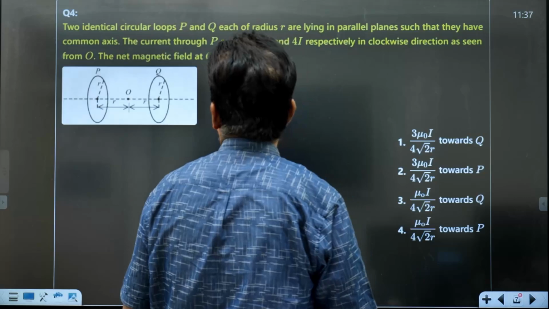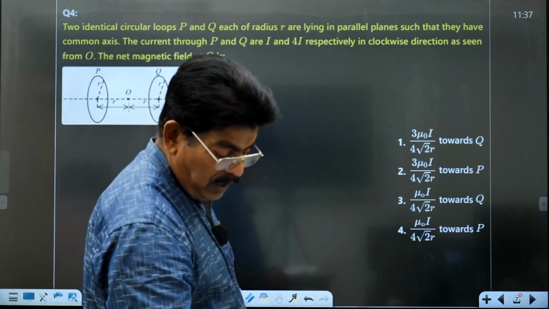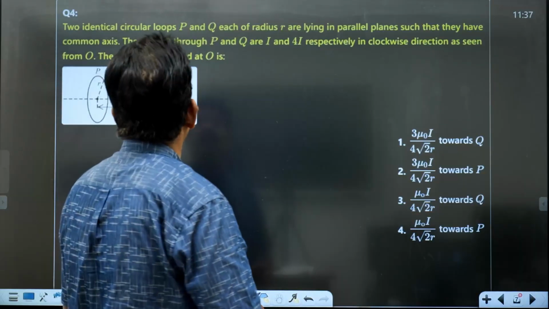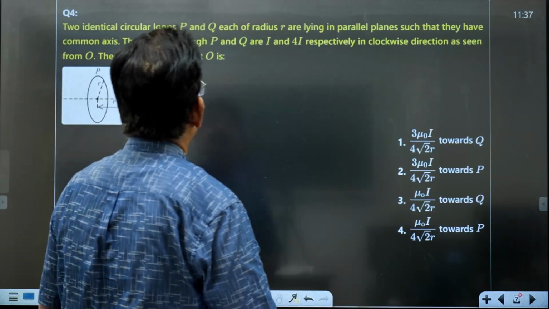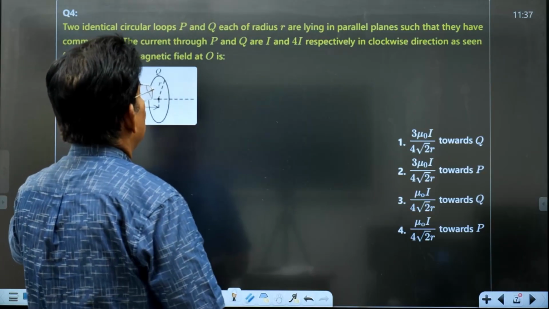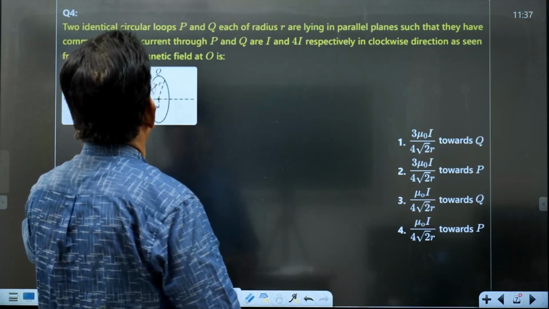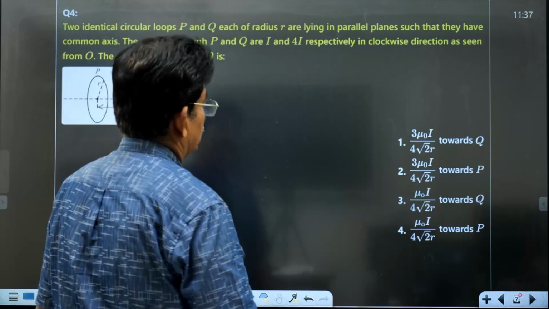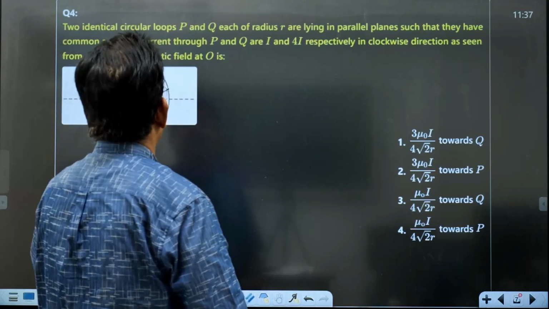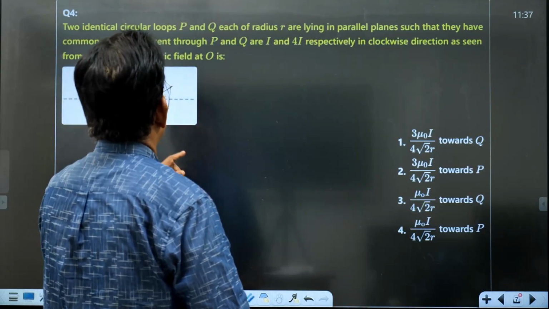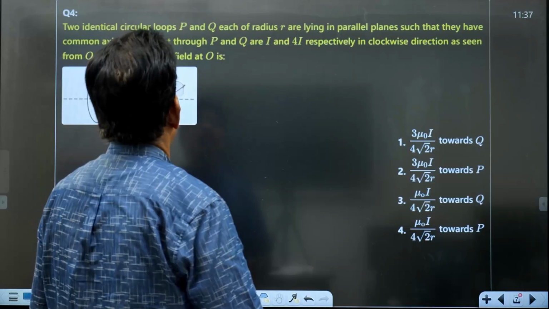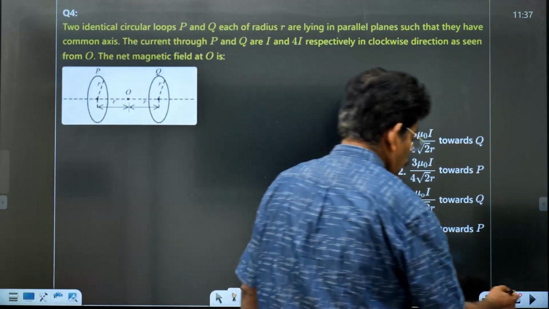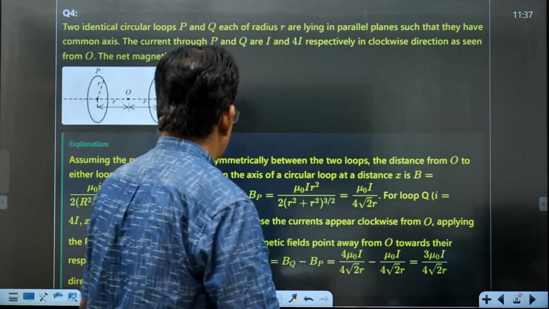Now we go to question number 4. Two identical circular coils carrying current, and one thing, a person looking from O, current in P is clockwise, similarly current in Q also clockwise. Okay, that I am further telling. Current in P is I and current in Q is 4I. Looking from O, currents are in clockwise direction. Now, better to go to the explanations, you can save time.